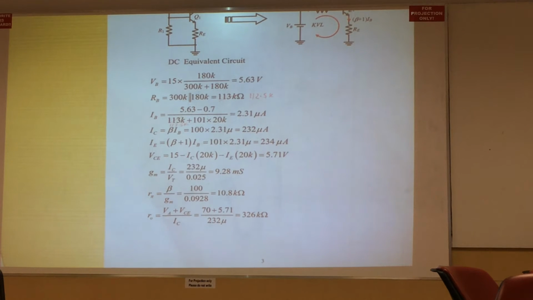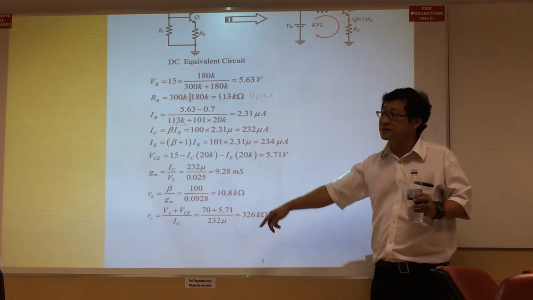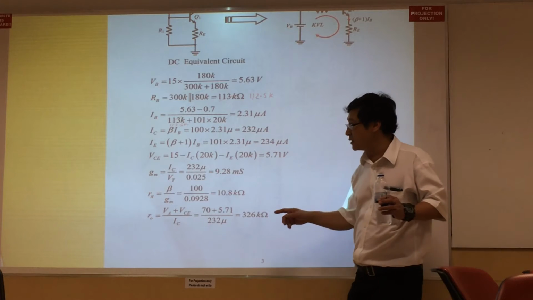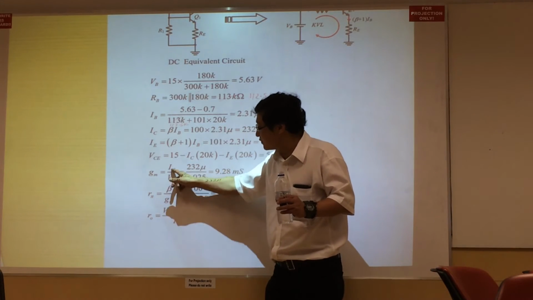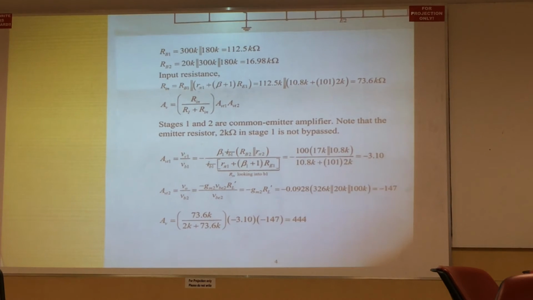Once you have done this, since you have found the Q point, you can now go ahead and find out gm, r pi and r naught. Now gm, r pi and r naught formulas are all given to you for your exam. So these are things that are given to you. Alright? So therefore once you have found that, you can now do your AC analysis. So the AC analysis would look like this.